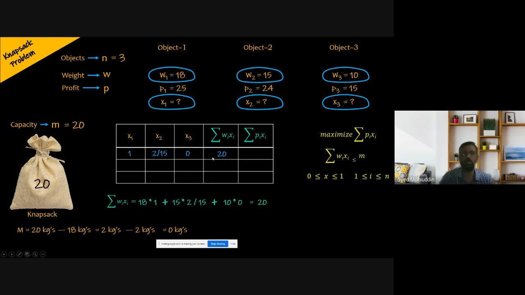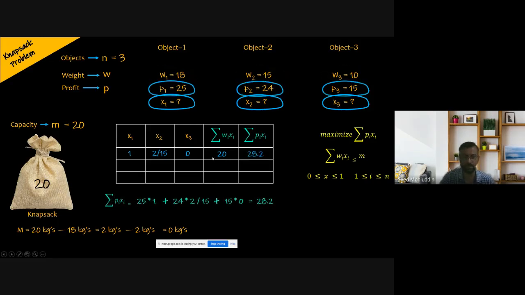Now let us try to compute its profit. Profit means we have to take P1, P2, and P3 with its fraction. Fraction we know: 1, 2 by 15, and 0. So let us compute the profit. Profit is summation of Pi and Xi. Now we are not bothered whether it is maximum or not. We are just computing the total profit earned.